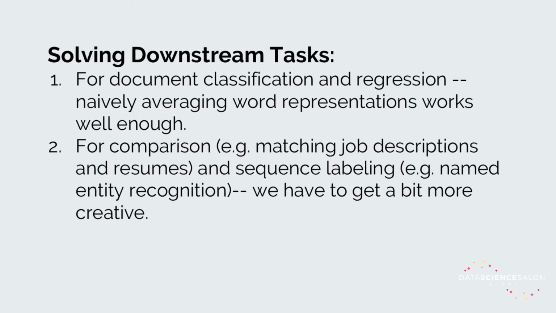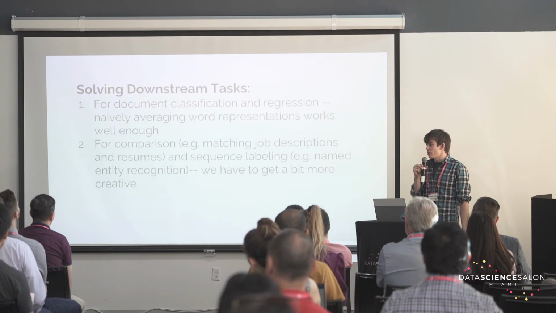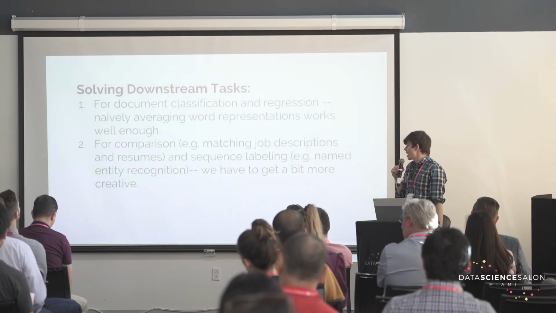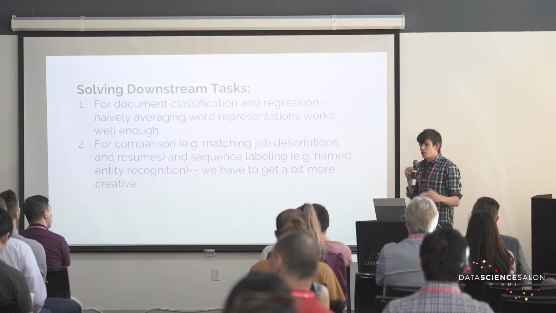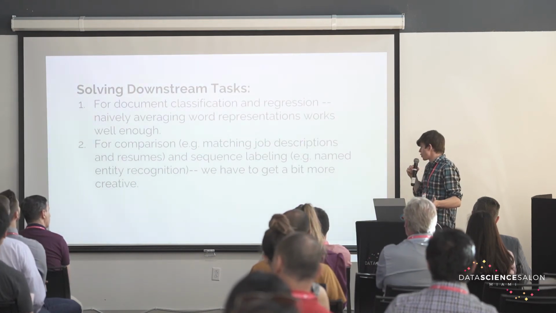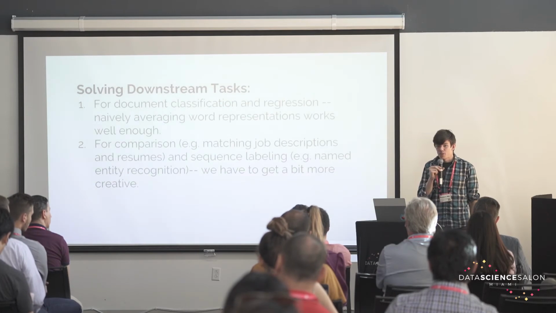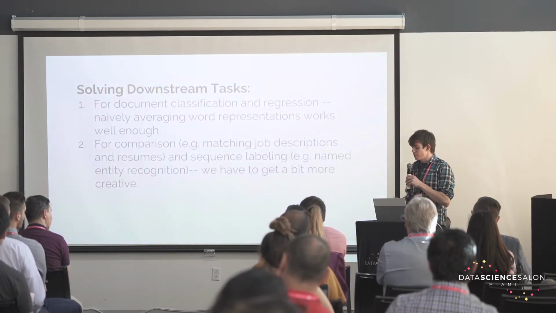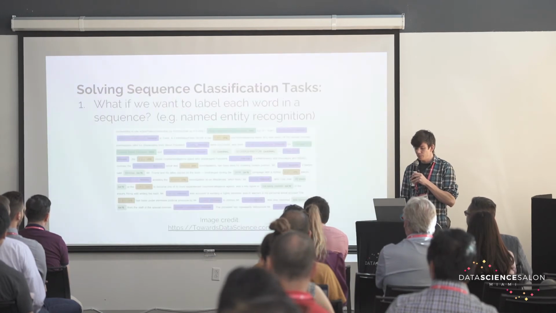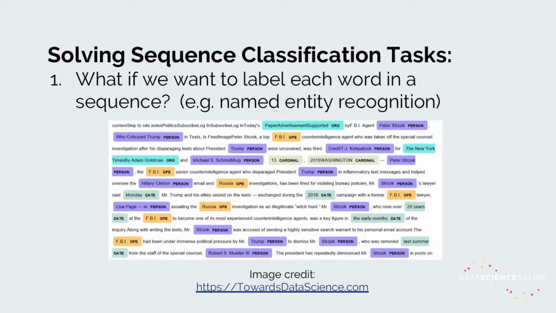Yeah, so for stuff like document classification and regression, things like linear regression and logistic regression can work, but we don't even know how to represent our inputs for more complicated tasks like comparing a job description and a resume, or labeling all of the terms in a sequence by their part of speech, or by whether or not they represent a named entity like DSS Miami. So we have to get a little bit more creative. First, we're going to talk about that second one, this sequence labeling task.